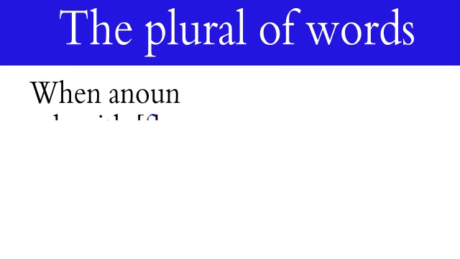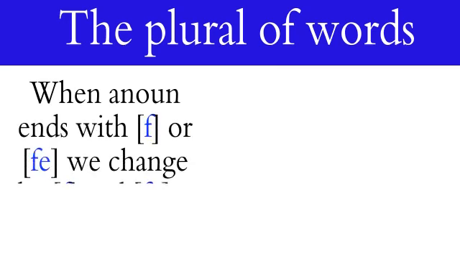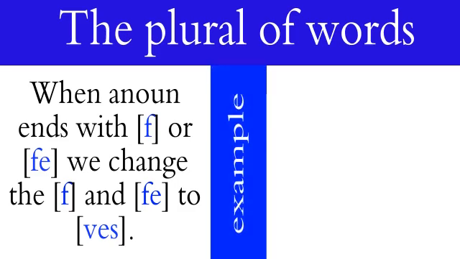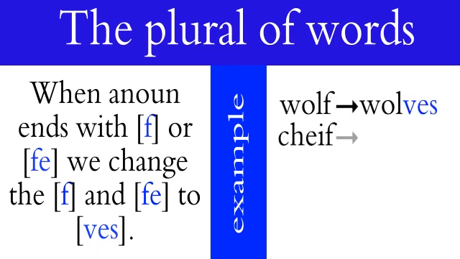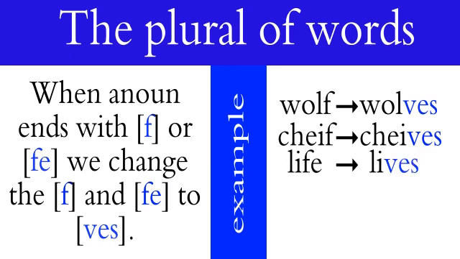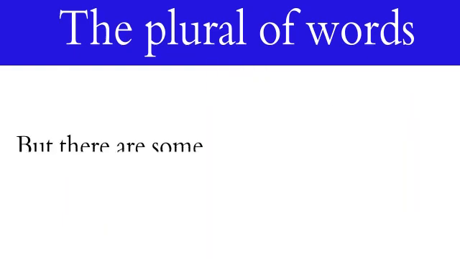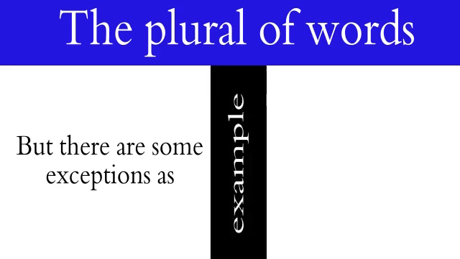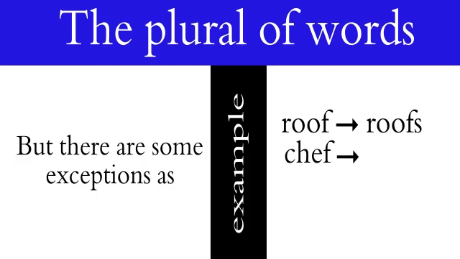When a noun ends with f or fe, we change the f and fe to ves. Example: wolf, wolves; chief, chiefs; life, lives; wife, wives. But there are some exceptions as: example, roof, roofs; chef, chefs.